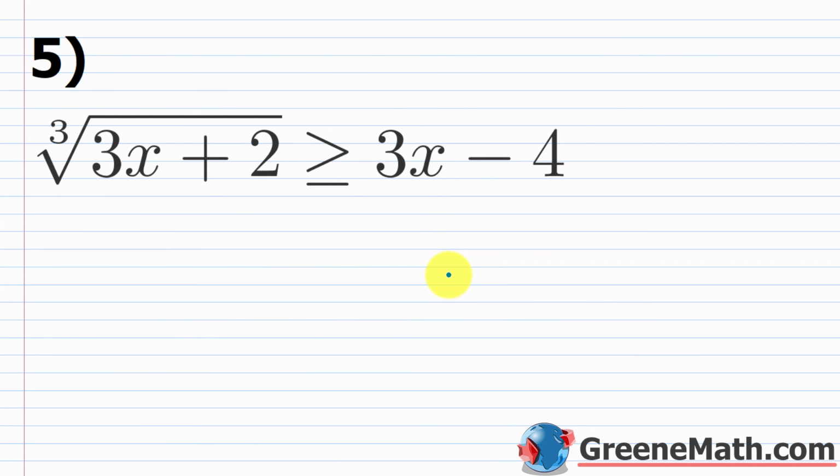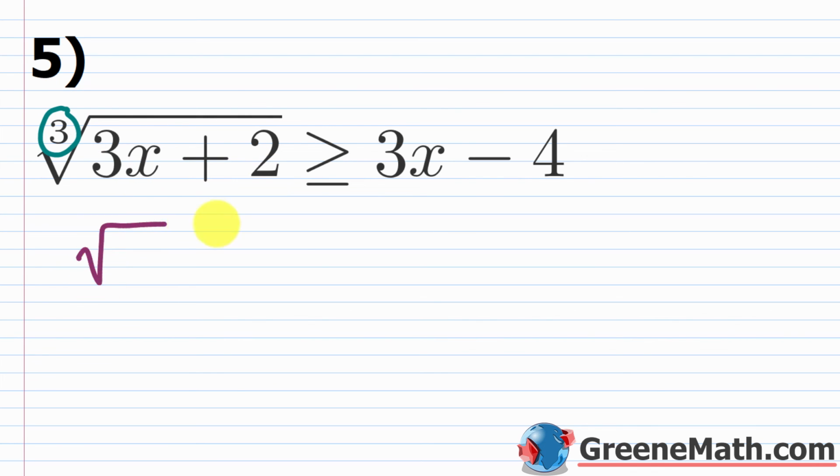All right, let's take a look at problem number 5 now. So we have the cube root of 3x plus 2 is greater than or equal to 3x minus 4. And so with this guy, you have this cube root, right? So it's an odd index here. And so you can take the cube root of a negative number in the real number system. So when you think about your domain, it's just the set of real numbers. So you can basically skip the step where you take your radicand and say it's greater than or equal to 0. It's not needed here.